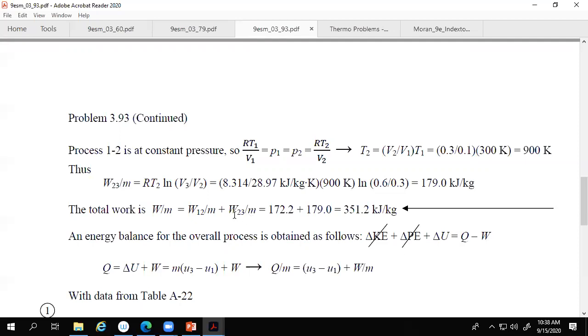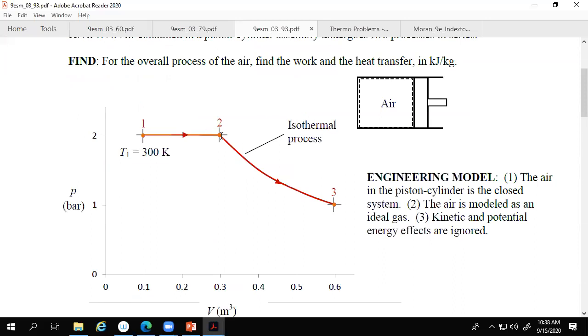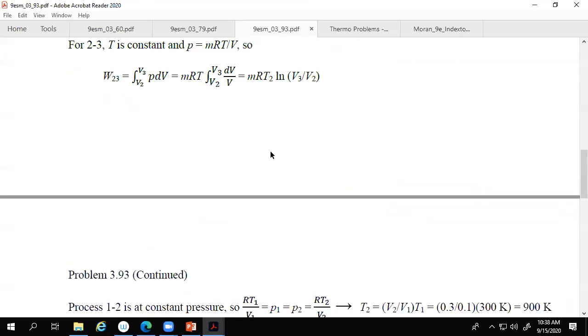Okay. Process 1 to 2 is at constant pressure. So we're going to write the ideal gas law for both of those pressures. And we also know that we have the same mass, so we can cancel out the mass. And so this is where he's solving for T2. Because that pressure is the same, I know RT1 over V1 is equal to P1 is equal to P2 is equal to RT2 over V2. The R's go out, and so then the temperatures are just the volume ratio times the initial, and I wind up with 900 K. So all of this process occurs at 900 K because it's isothermal.